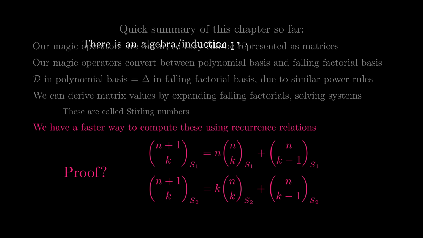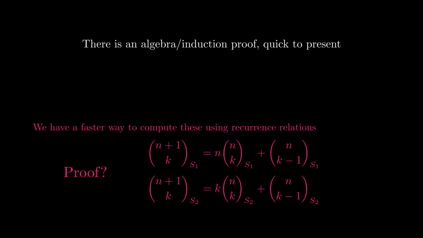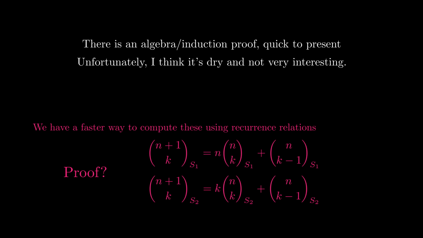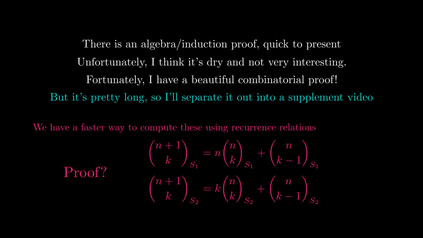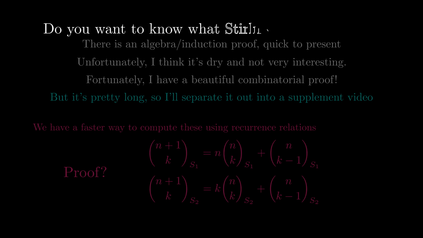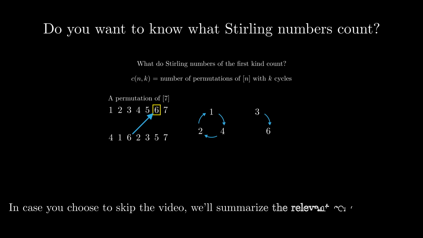I find that an algebraic or inductive proof here, although quick to present, is very dry and doesn't feel particularly interesting, so I want to use a combinatorial proof. It requires more setup, but it is very elegant and interesting. I will separate it out into a supplement video for those who are curious. Do you want to know what Stirling numbers count? Watch that video and you'll find the answer.